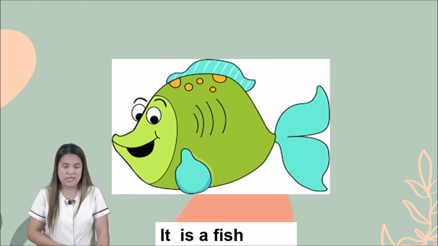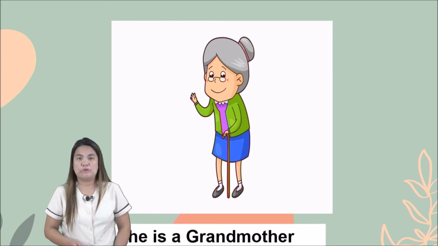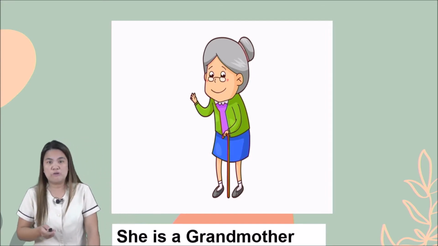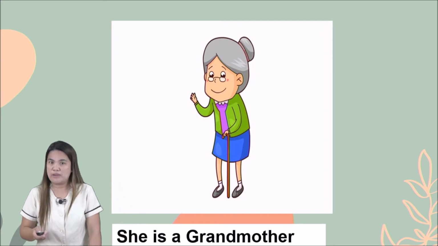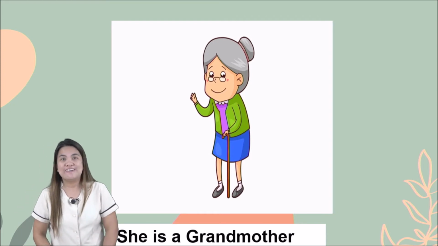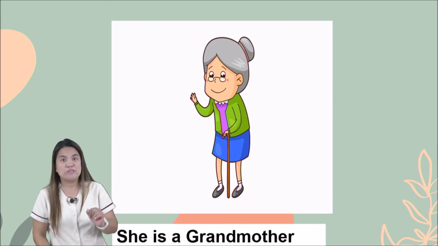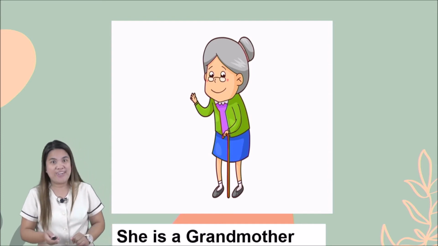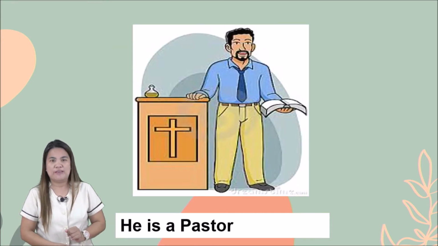Very good. Next, look at the picture. What's that picture? Is it a girl or a boy or a thing or animal? Yes, it is a grandmother. So we use she. She is a grandmother. Again, she is a grandmother. So we use the word she because it is a girl, right? Very good, kids.